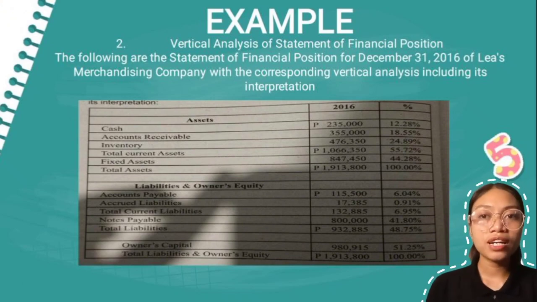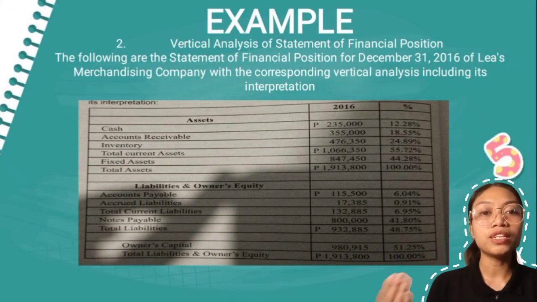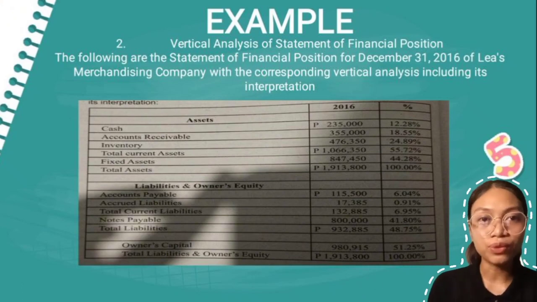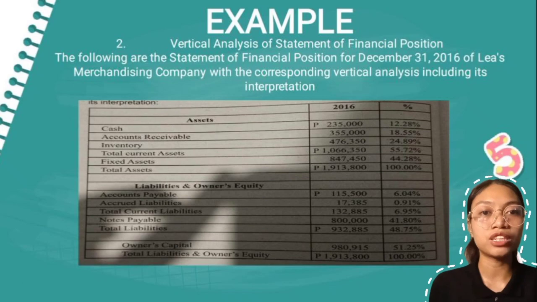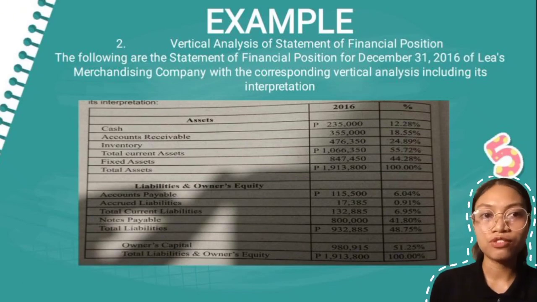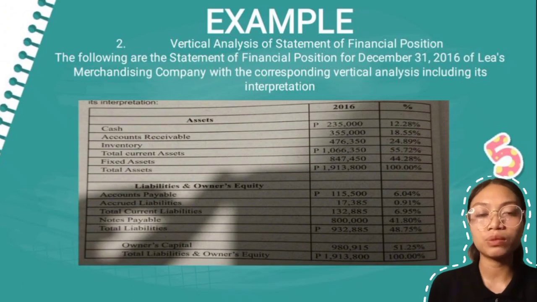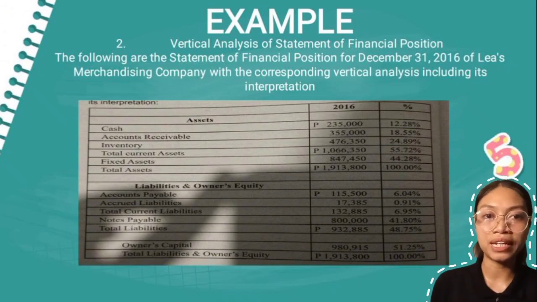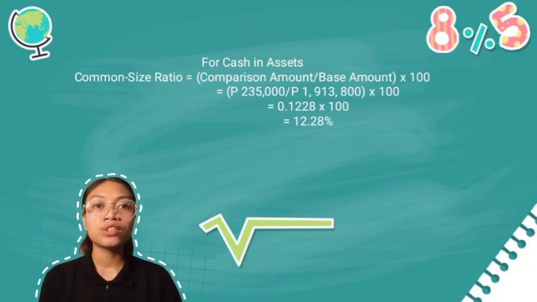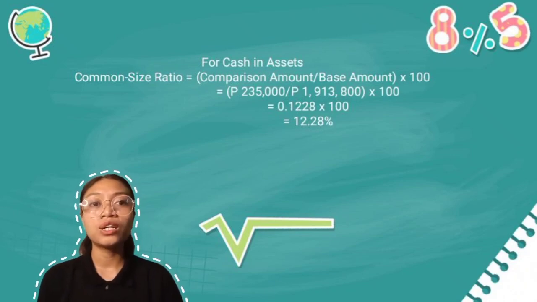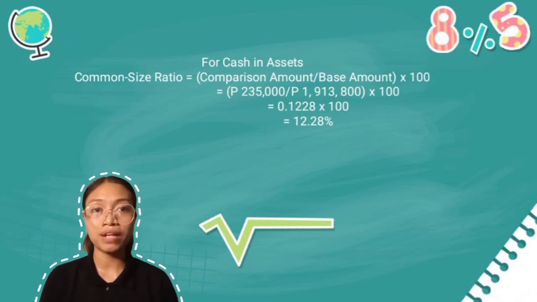So to find the common size ratio, again, can you please look at the attached photo for a statement of financial position? So the following information are the statement of financial position for December 31, 2016 of Leah's Merchandising Company with the corresponding vertical analysis including its interpretation. So here in statement of financial position, we have assets, total liabilities and owner's equity, and owner's capital. Your total assets will be the base amount or the 100%, and the cash in assets followed by accounts receivable, inventory, total current assets, and fixed assets will be the comparison amount.